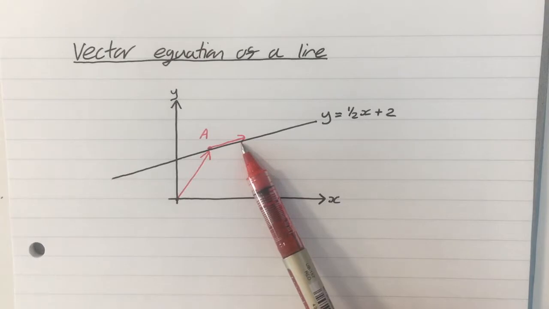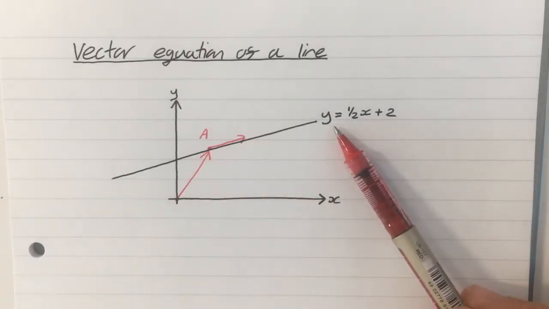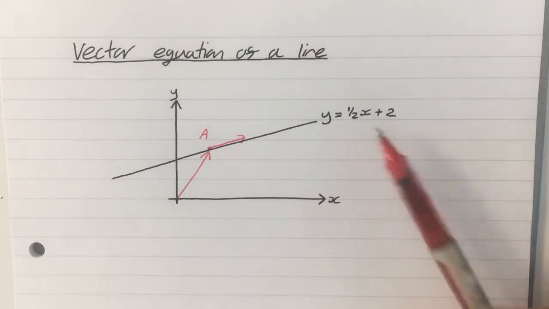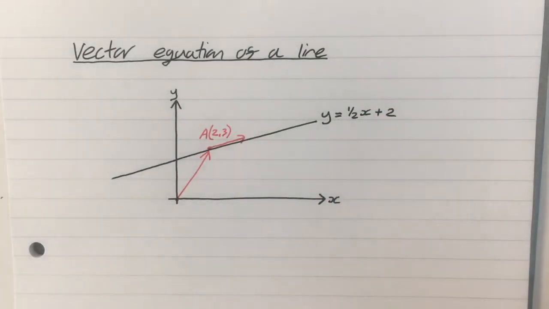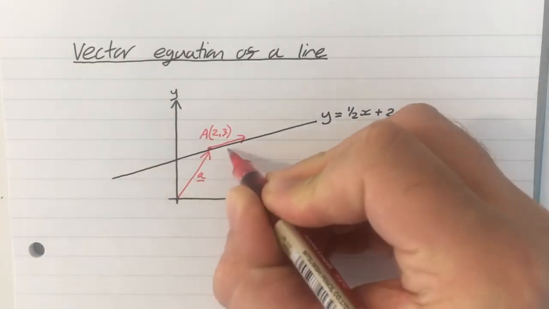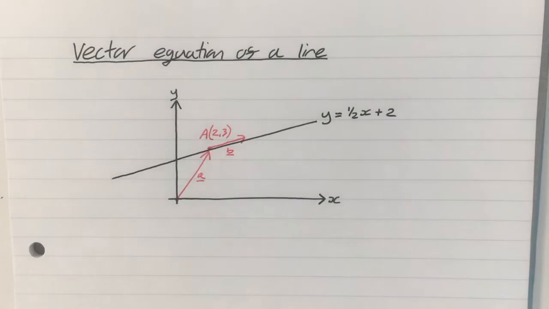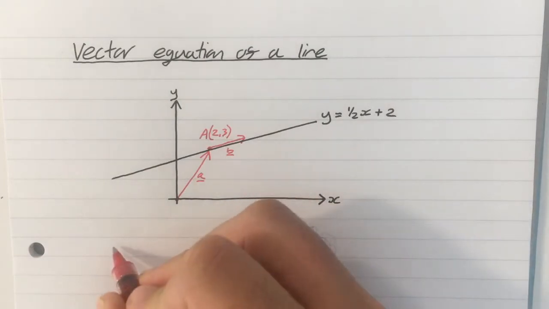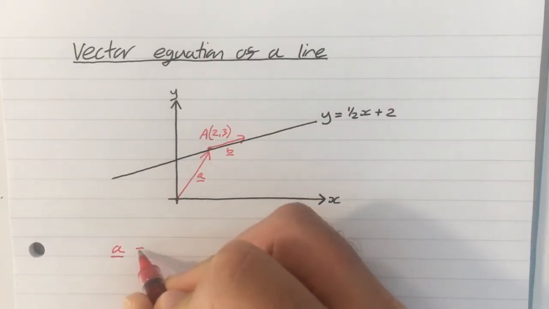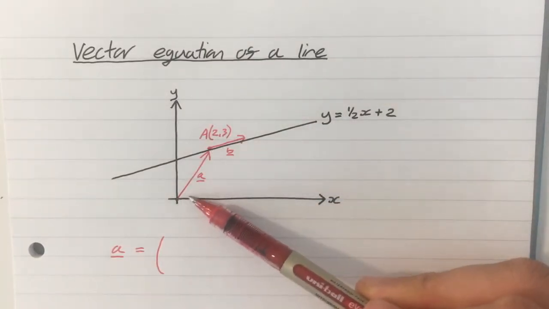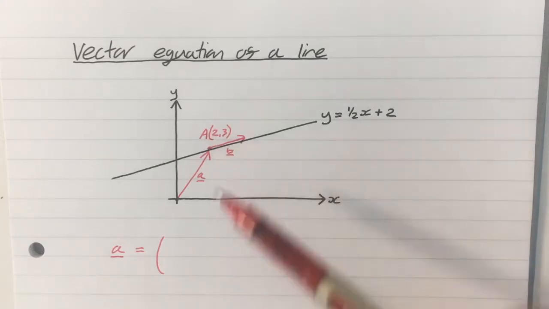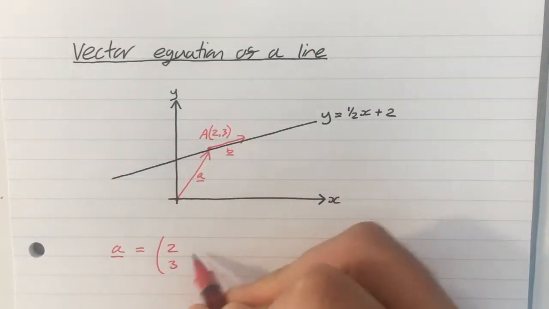Okay. So I've got here the equation of a line is y equals a half x plus 2. So I'm going to say this is the point 2, 3, but it could literally be any point on the line. I'm going to refer to this as vector A, and that as vector B. So what's my vector A? Well, that's going to take us from the origin to the point A. So I've moved 2 in my x direction and 3 in my y direction. So the vector therefore is (2, 3).